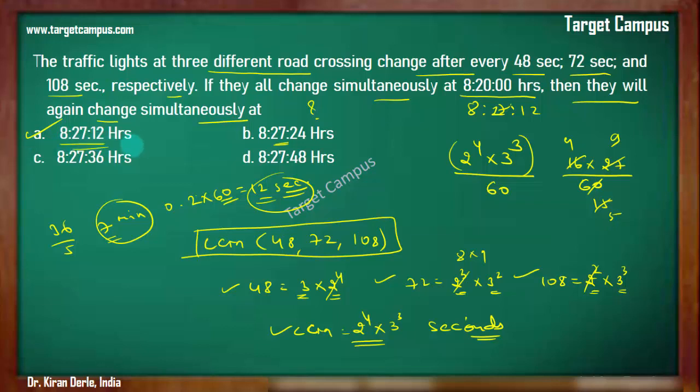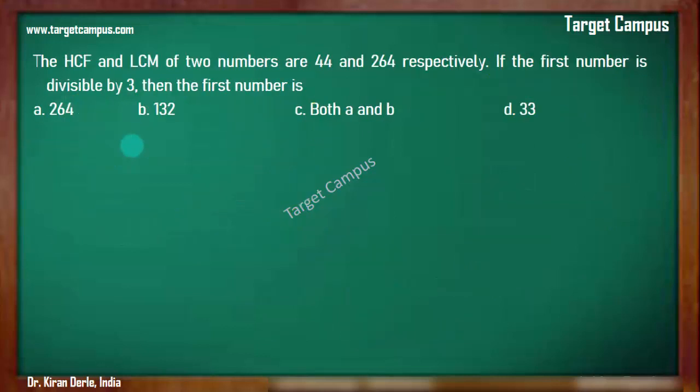I hope this is pretty much clear, right? So HCF and LCM of two numbers are this. If the first number is divisible by 3, then what is the first number?